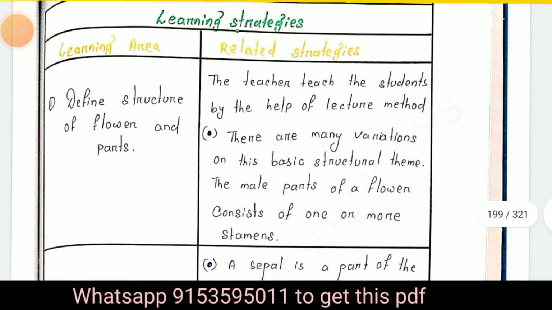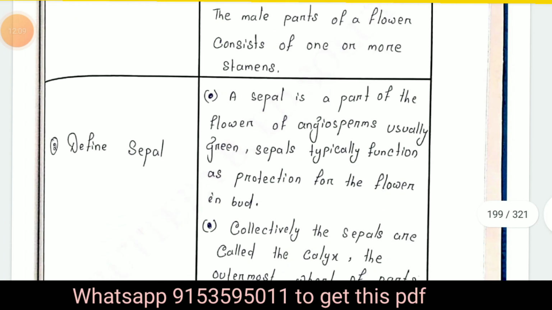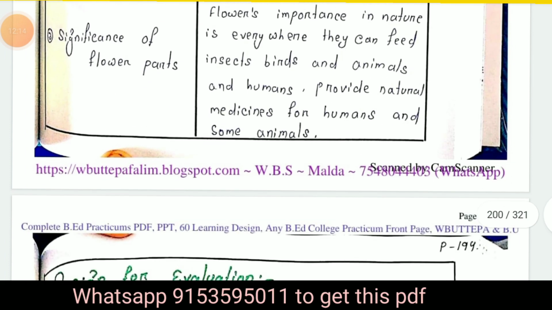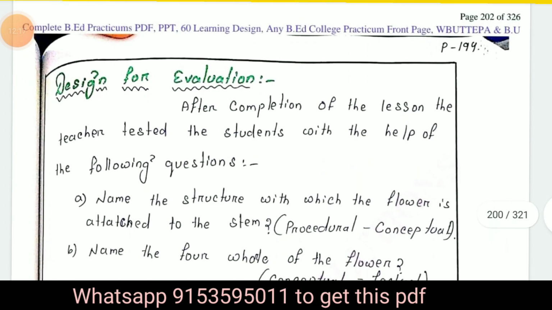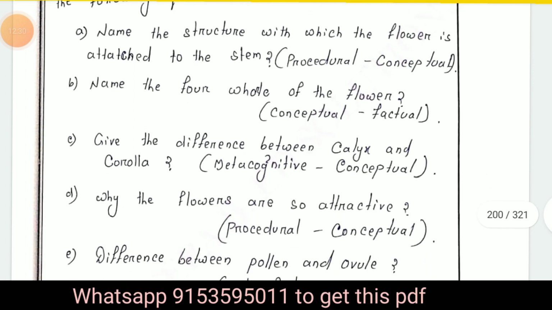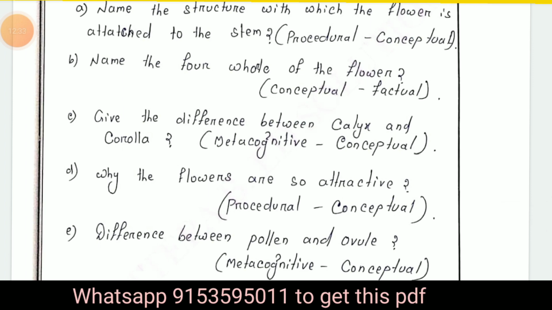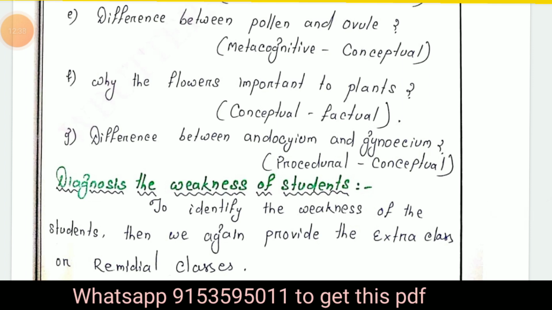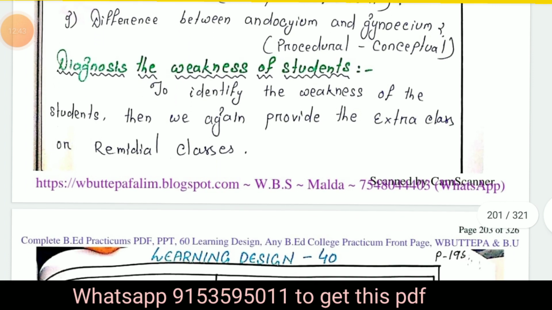Learning strategies, two parts. Learning area related strategies. Design for evaluation. After completing the lesson, we tested the student with the help of the following question. Name the structure with which the flower is attached to the stem. Diagnose the weakness of a student.